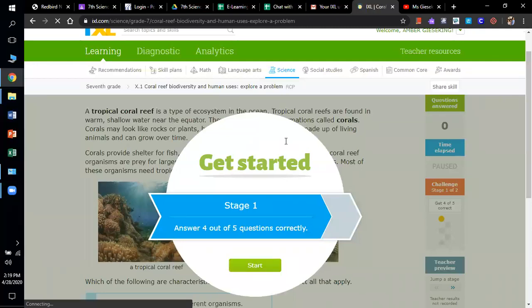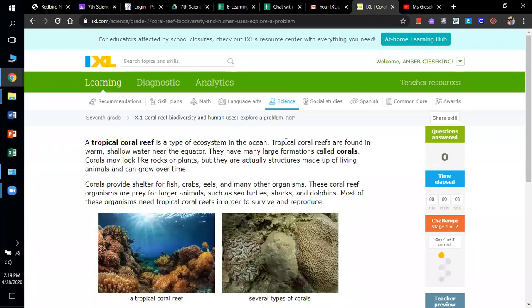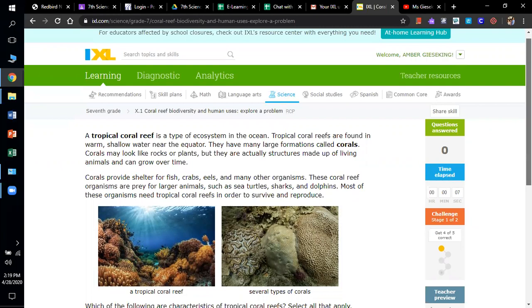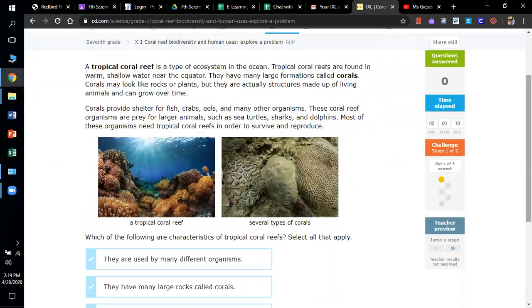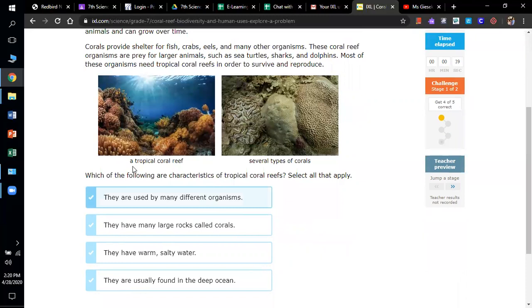So let's start. Okay, so a tropical coral reef is a type of ecosystem in the ocean. Tropical coral reefs are found in the warm, shallow water near the equator. They have many large formations called corals. Corals may look like rocks or plants, but they are actually structures made up of living animals and can grow over time. Corals provide shelter for fish, crabs, eels, and many other organisms. These coral reef organisms are prey for larger animals such as sea turtles, sharks, and dolphins. Most of these organisms need tropical coral reefs in order to survive and reproduce.